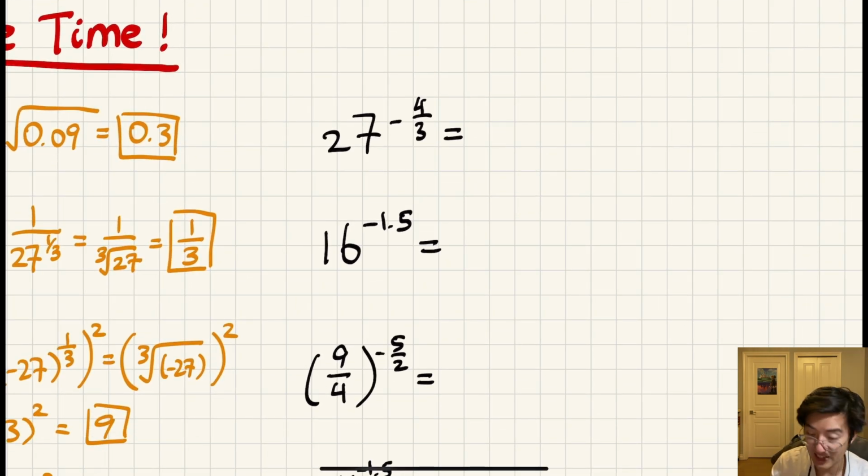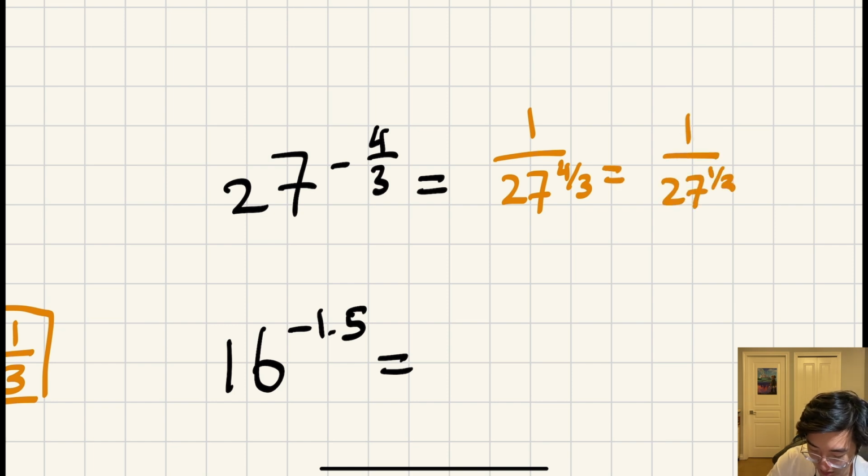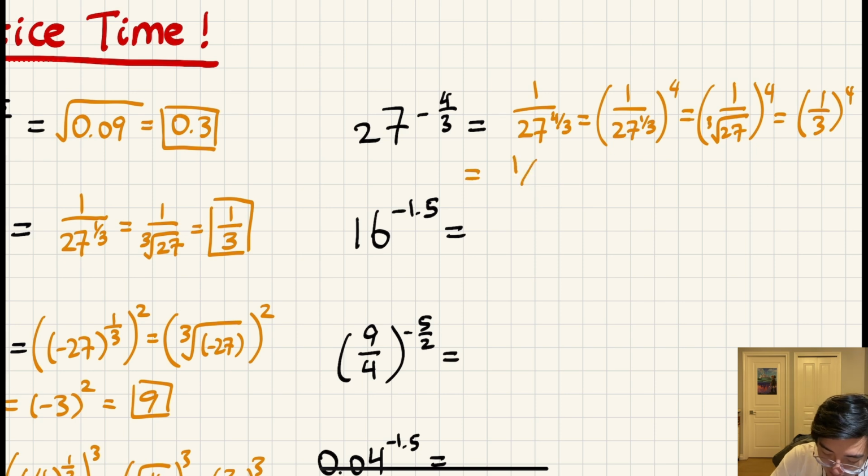Next, we have negatives and exponents. So we will flip it upside down first to have 27 to the power of 4 over 3, which gets us 27 to the power of a third, all of that to the power of 4. This is just the cube root of 27 to the power of 4, getting us 1 over 3 to the power of 4, which is 1 over 81.